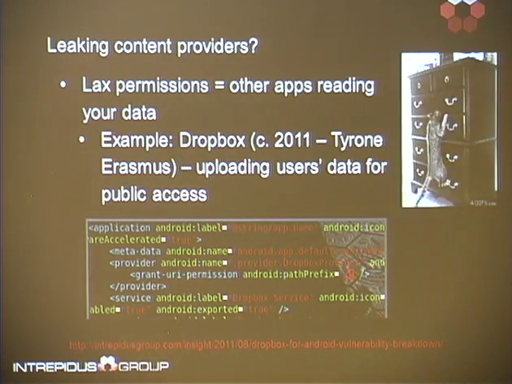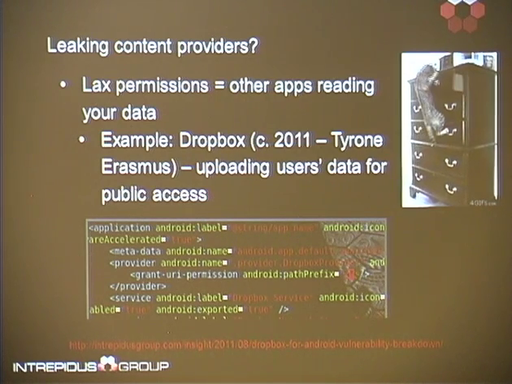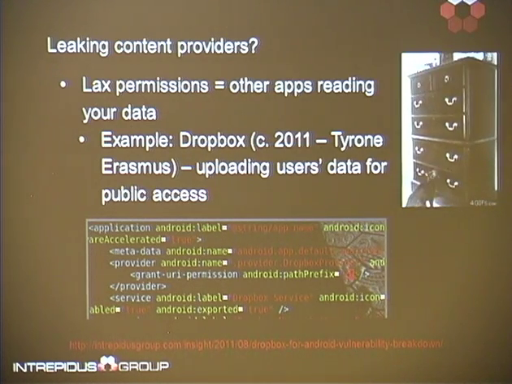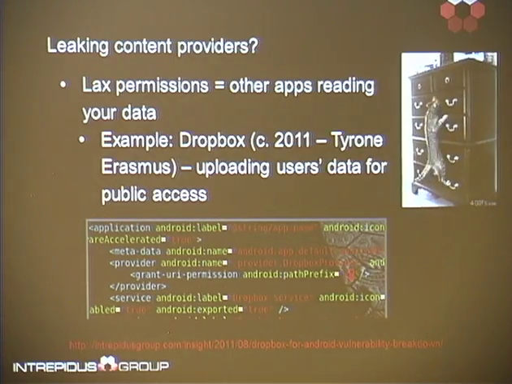As a result, a malicious application could just upload users' data for public access to anyone. If you look at the little snippet of code, you'll see that the provider tag, first of all, doesn't list any permissions whatsoever. And also the grant URI permission tag has a path prefix attribute set to /. That effectively makes the whole database available for others to look at. So that's a bit of a problem.